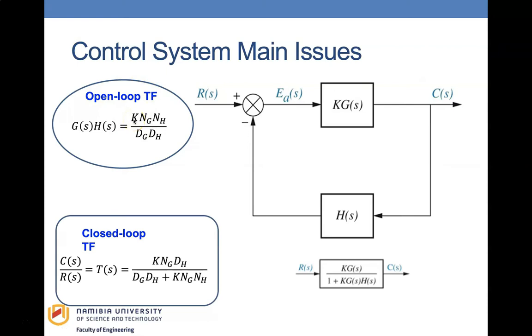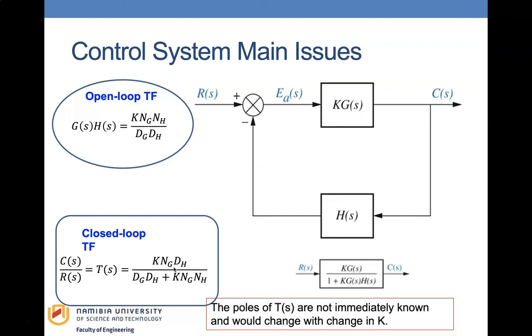On the other hand, the closed loop transfer function is given by T(s), which equals K N_G D_H over D_G D_H plus K N_G N_H. It is clear that we cannot determine the poles of T(s) unless we factor the denominator.